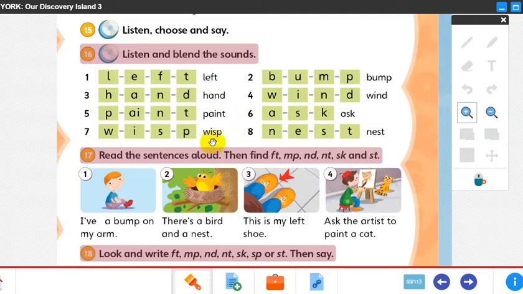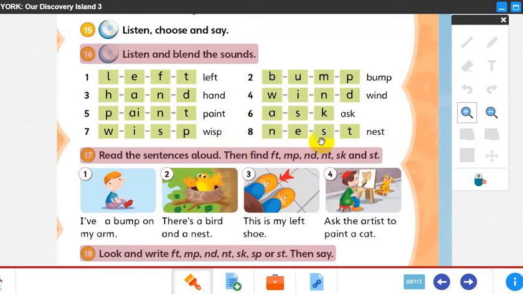Here we have wisp. By the way, in this lesson we have 2 words that are similar to each other in some ways. Wisp and wasp. The word wisp is a small, thin line of something. Like I can see a wisp of smoke, a wisp of cloud, a wisp of steam. So it's usually a thin line of something.